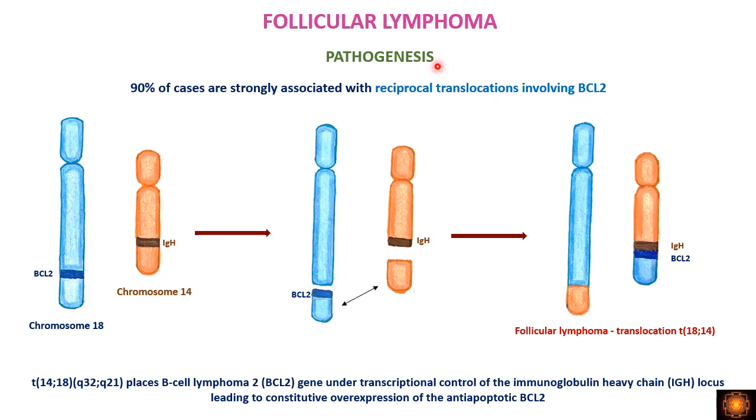Coming to the pathogenesis, the most important translocation present in follicular lymphoma is the reciprocal translocation involving the BCL2 gene. The BCL2 gene is located on chromosome 18. A part of this chromosome 18 along with BCL2 is translocated to chromosome 14. When this translocation occurs, the BCL2 gene comes under the transcriptional control of the immunoglobulin heavy chain, IgH, locus. When it comes under the control of the IgH locus, there is increased expression of BCL2.